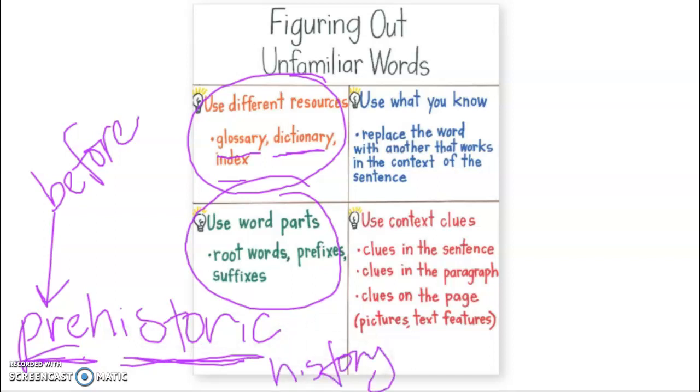So the word prehistoric means happened before history was even written down. It was so long ago in the past. So that's why we say dinosaurs are prehistoric, because it was before the main part of history. So by using those word parts, the prefix of pre and then the main word and the suffix of historic, I could have a clue about what that word meant.